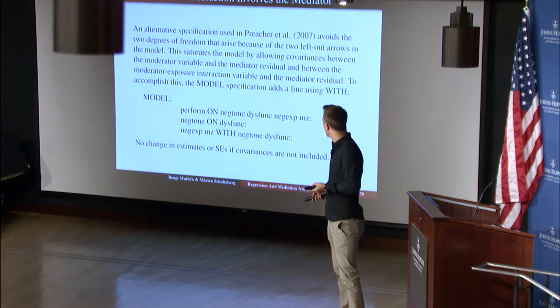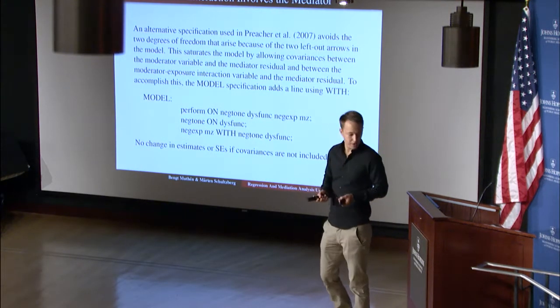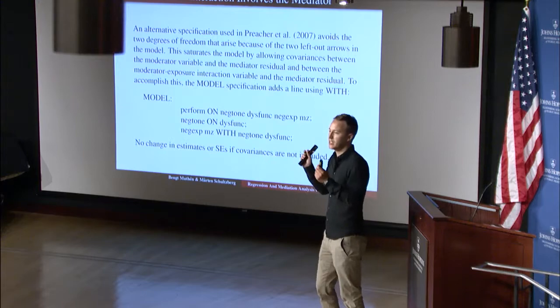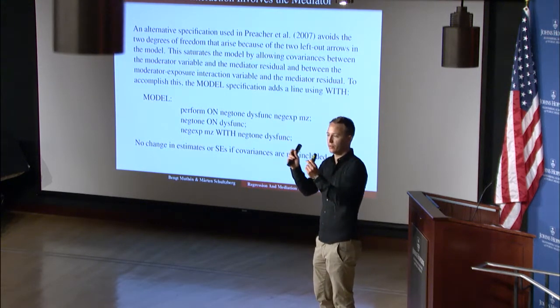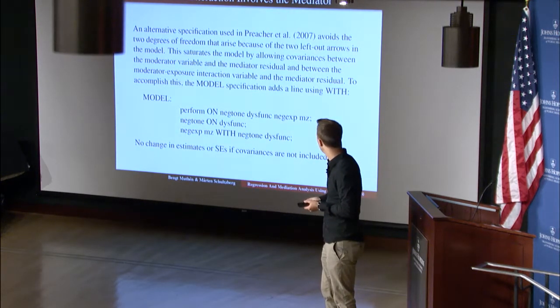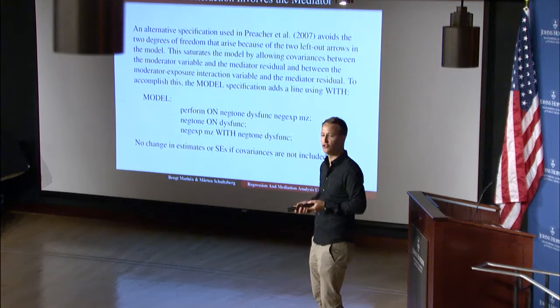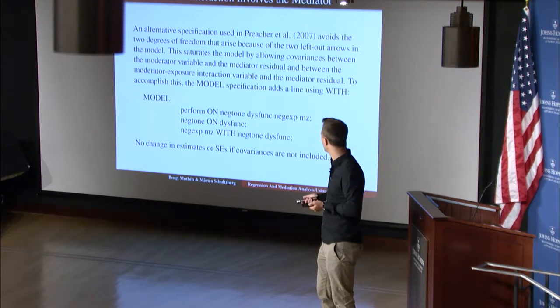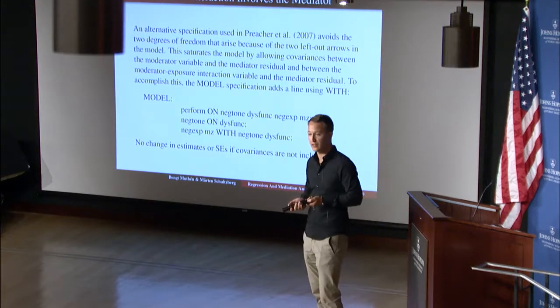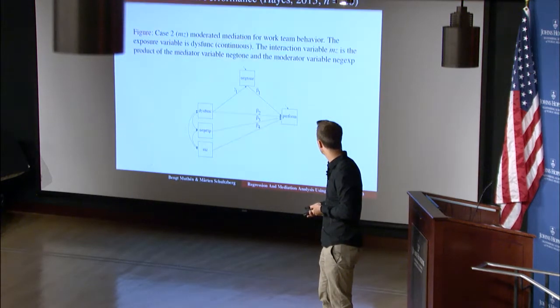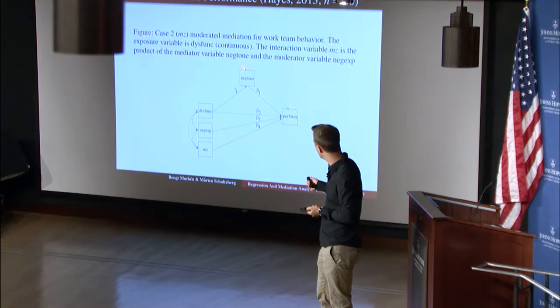So one thing you have to think about here, when you specify a model like this in Mplus, you estimate both models at the same time, both regressions at the same time, which will give you 2 degrees of freedom that you don't want, in a sense. And this will give you a very bad chi-square fit. And if we go back to the model diagram here, essentially what we have left out is the correlation between the residual and the moderator and the residual and the interaction variable here.